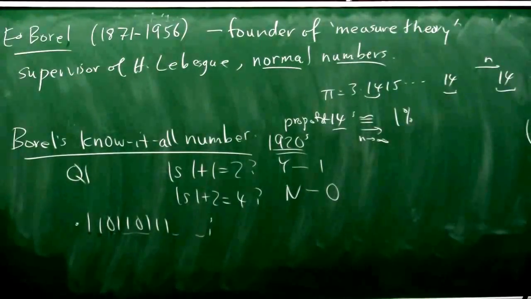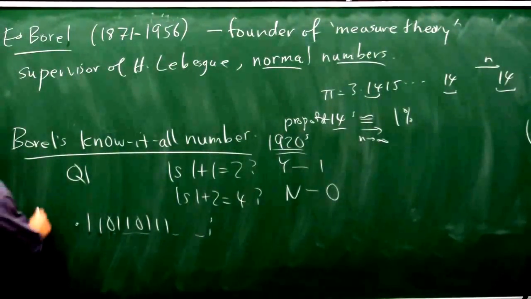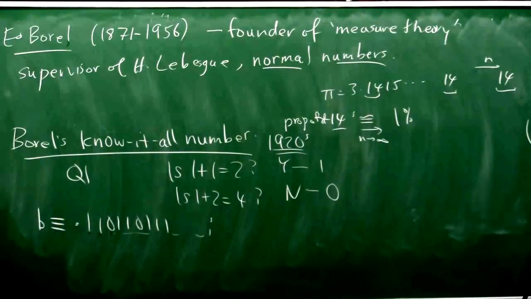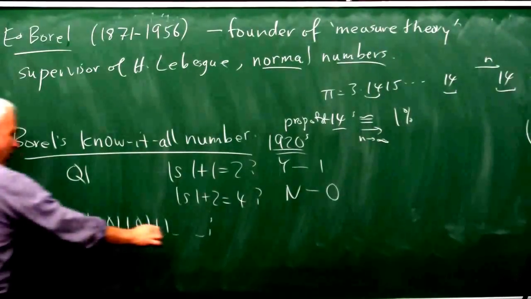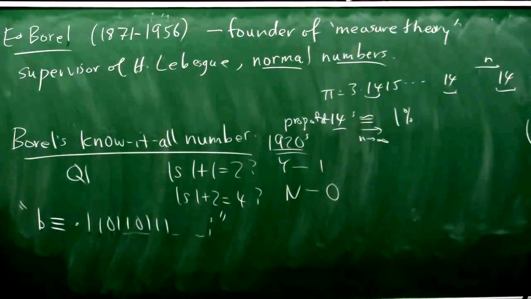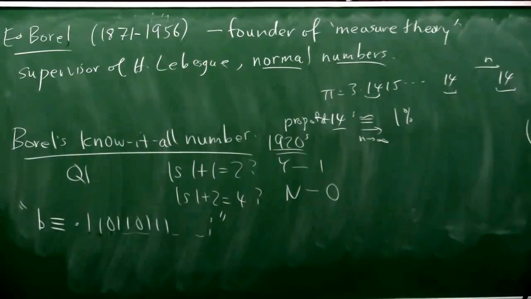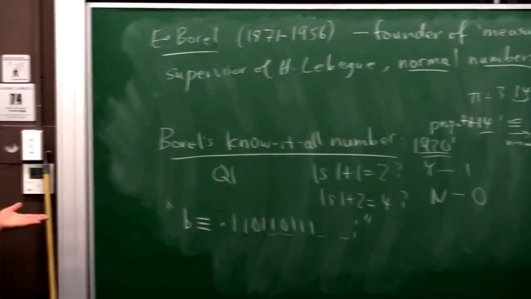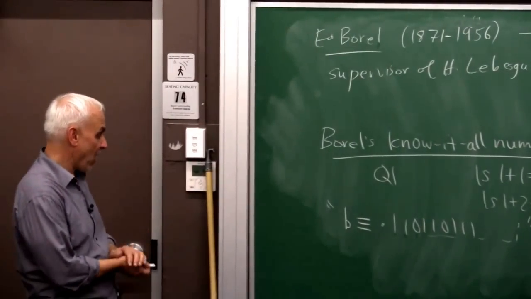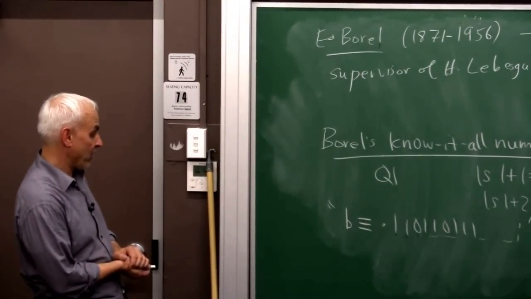We don't need to worry about anything anymore. We can just try to find Borel's know-it-all number. And I guess thinking something along these lines, Borel started thinking, does this really make sense? Is this what we want mathematics to be? Do we really want to be considering objects like this as proper mathematical objects?